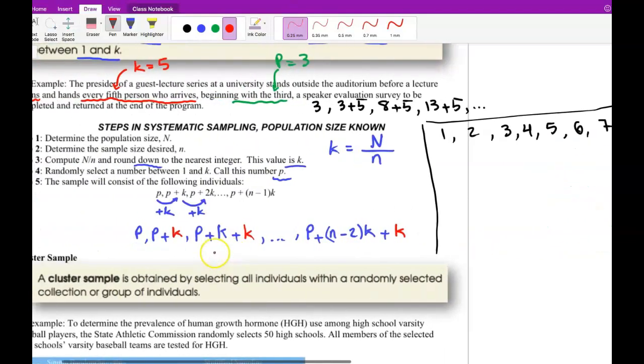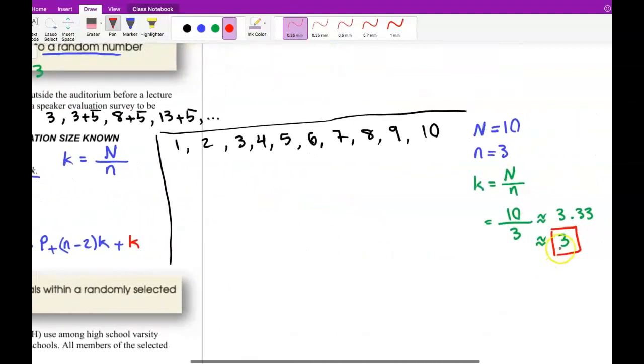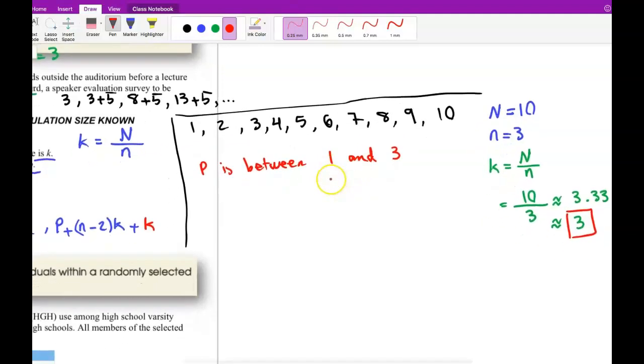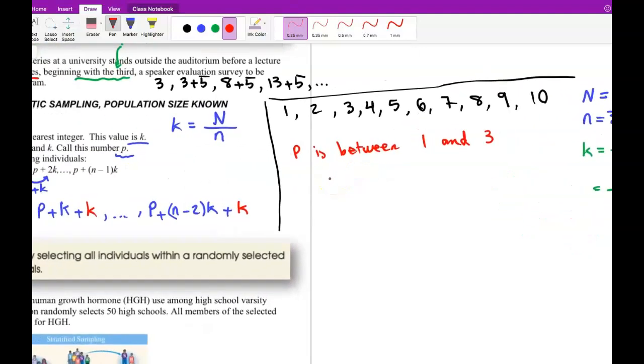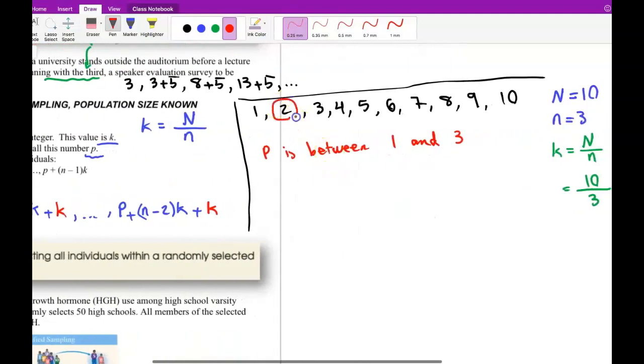And then we should select P. So randomly select a number between 1 and K. Here K is 3. So P is between 1 and 3. Let's choose that one, 2. So P is 2, and that is our starting point.